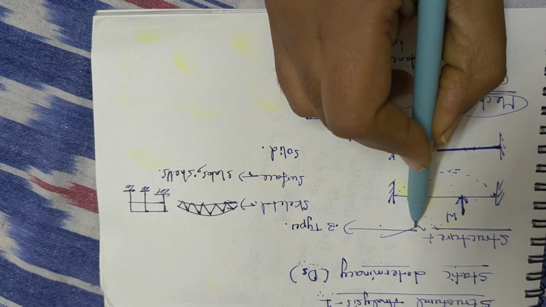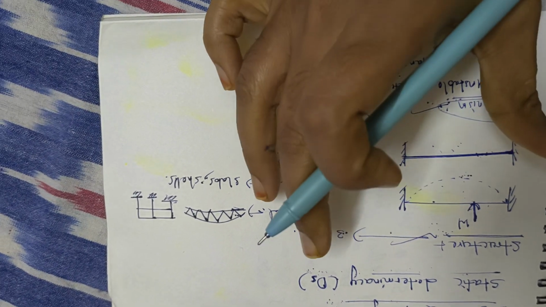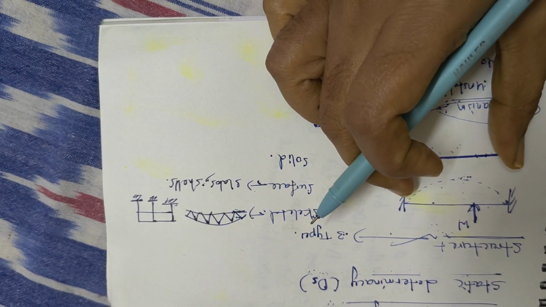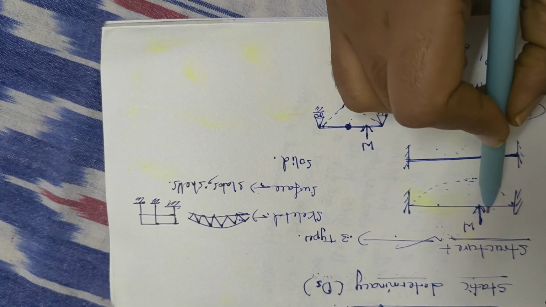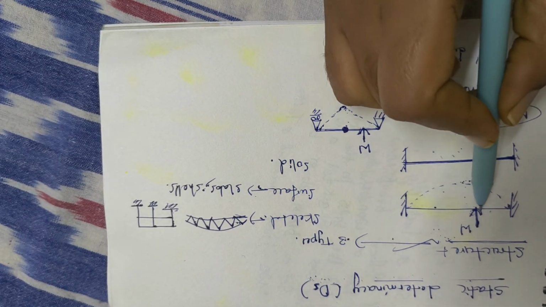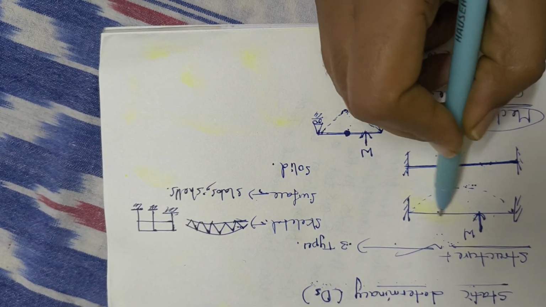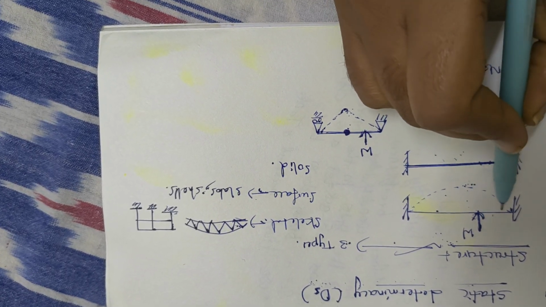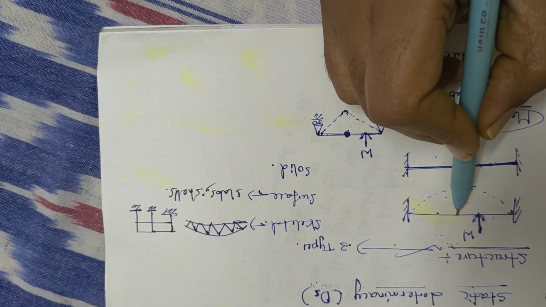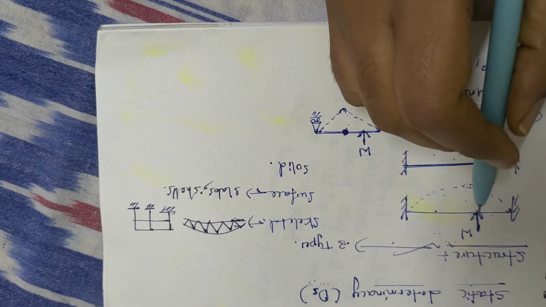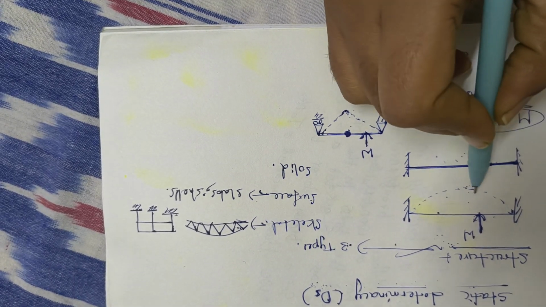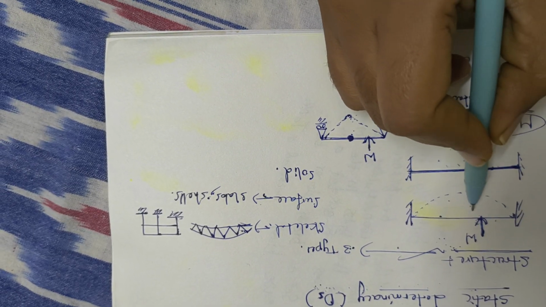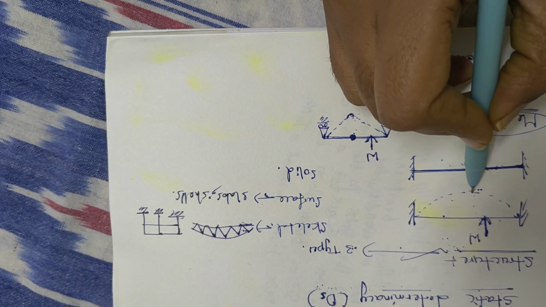A structure is nothing but a system of connected parts used to support a load. When an elastic member is subjected to an external load, deformation takes place in the given body, and after some time resistance is offered against this deformation.